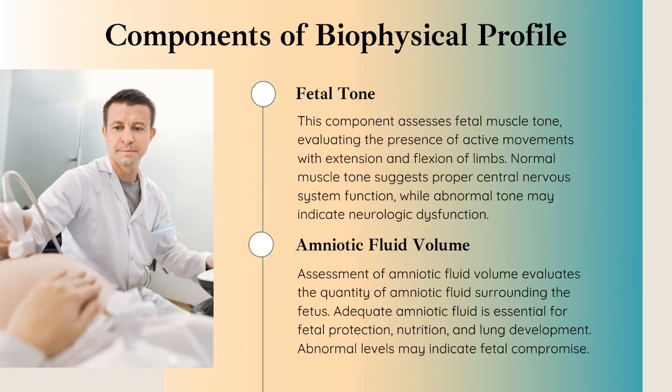Two more components of the biophysical profile are the fetal tone. This component assesses fetal muscle tone, evaluating the presence of active movements with extension and flexion of limbs. Normal muscle tone suggests proper central nervous system function, while abnormal tone may indicate neurologic dysfunction. Amniotic fluid volume evaluates the quantity of amniotic fluid surrounding the fetus. Adequate amniotic fluid is essential for fetal protection, nutrition, and lung development. Abnormal levels may indicate fetal compromise.